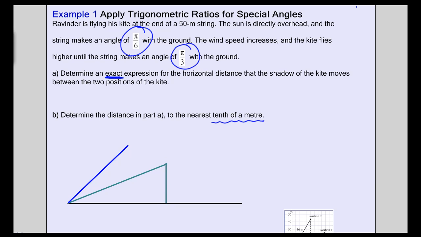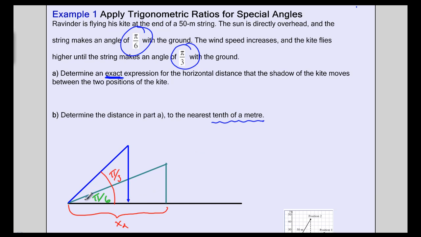And so what we can do, I'm going to leave that arrowhead on there, is to label that this angle is pi over 6, and the larger angle, the steeper angle, this whole angle here, is pi over 3. Now, what we need to represent is this distance, we'll call it x2, and we also need to represent the shorter distance and subtract them.